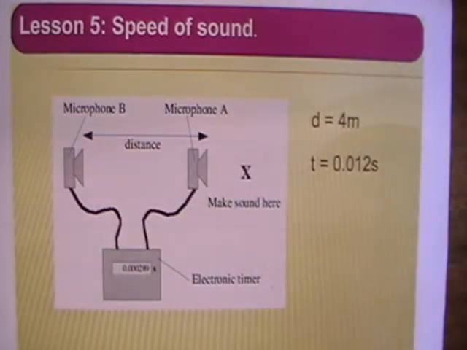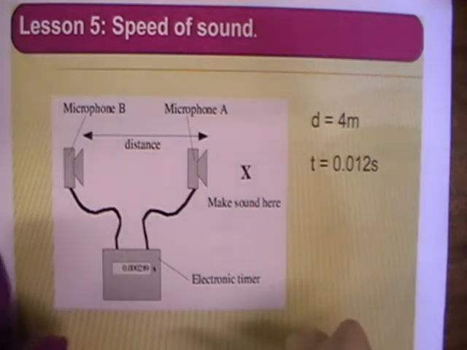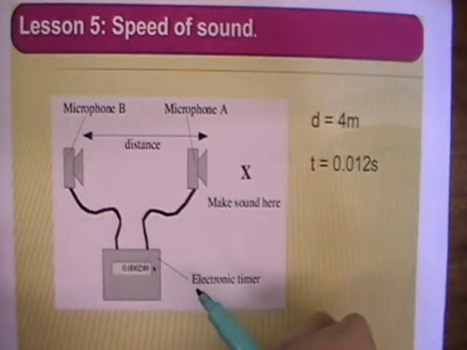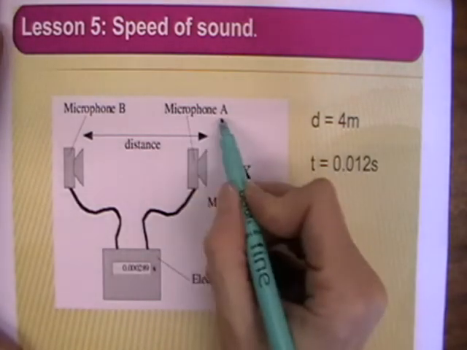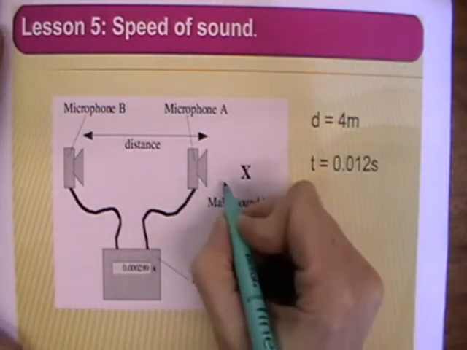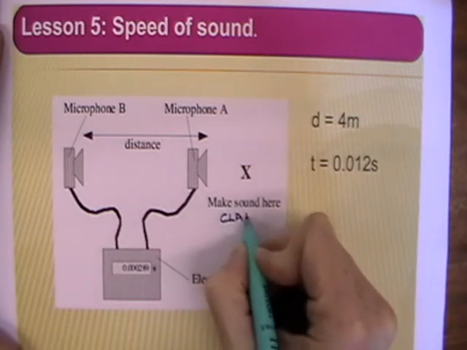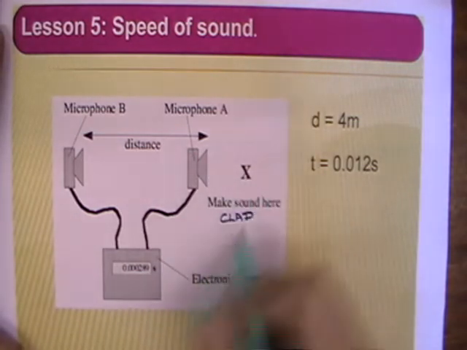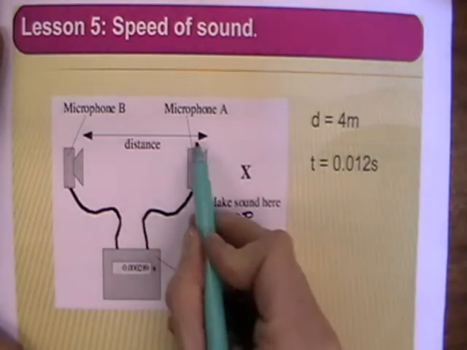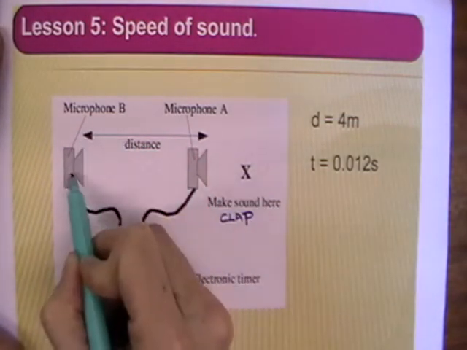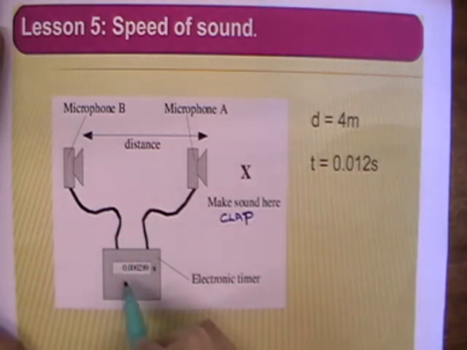This is lesson 5 about the speed of sound. This is an experiment that we do in the lab to show you how to calculate the speed of sound. So you have two microphones. Microphone A, they're calling it here. If you make a sound like a clap here, then the sound causes a timer to start. The sound travels down through the air. When it reaches microphone B, it causes the timer to stop.